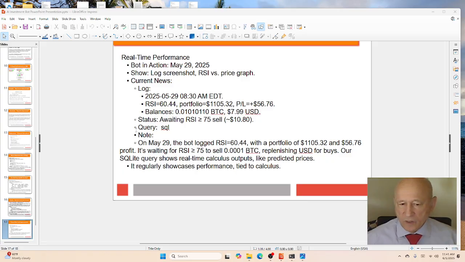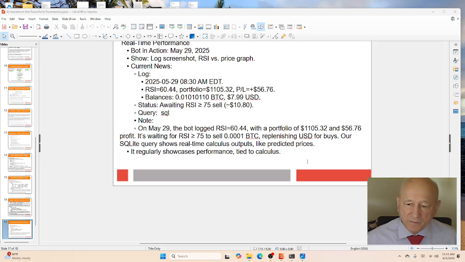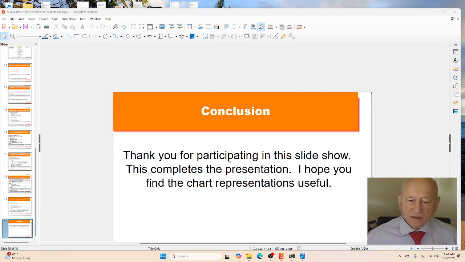Using queries with SQL, we can actually produce reports like we just did with the RSI calculations. And on May 29th, it showed an RSI at 60 and the portfolio increasing in value over $56. It's waiting for RSI over 75 to sell BTC in the coming week, and our SQLite query shows real-time calculus outputs like predicted prices. It regularly showcases performance tied to calculus.